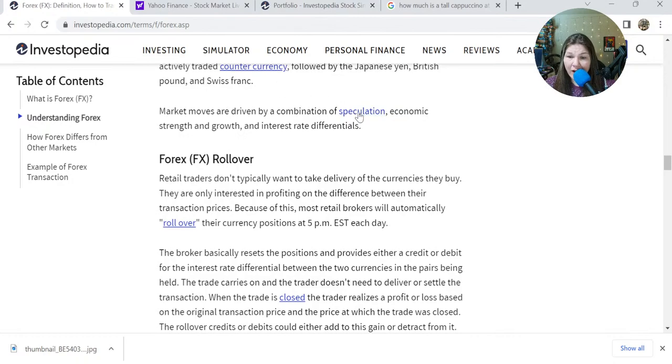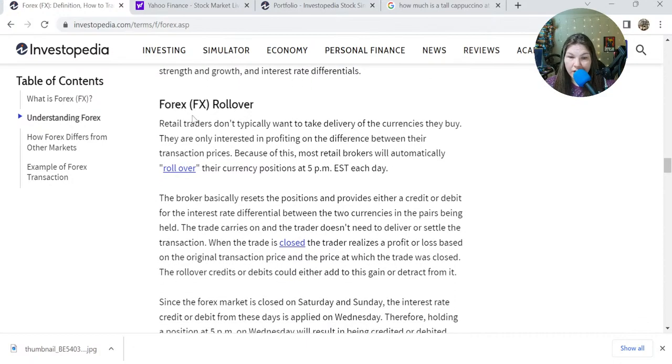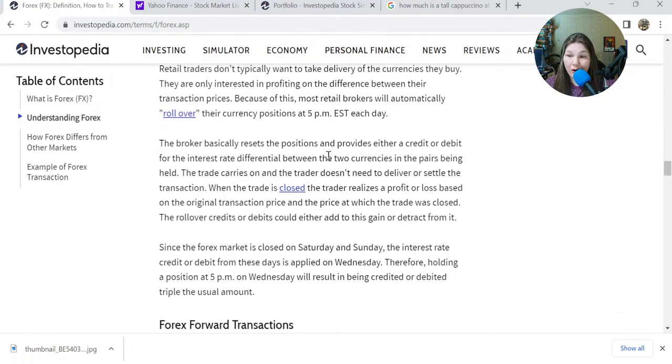Market moves are driven by a combination of speculation, economic strength and growth, and interest rate differentials. Forex rollover. Retail traders don't typically want to take delivery of the currencies they buy. They're only interested in profiting on the difference between their transaction prices. Because of this, most retail brokers will automatically roll over their currency positions at 5 p.m. Eastern each day. The broker basically resets the position and provides either a credit or debit for the interest rate differential between the two currencies and the pairs being held.